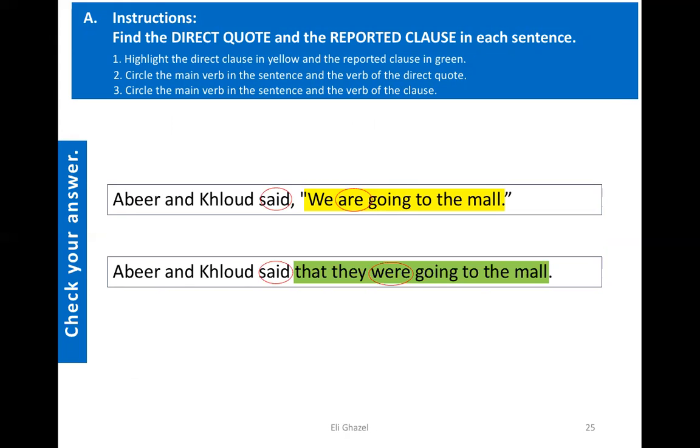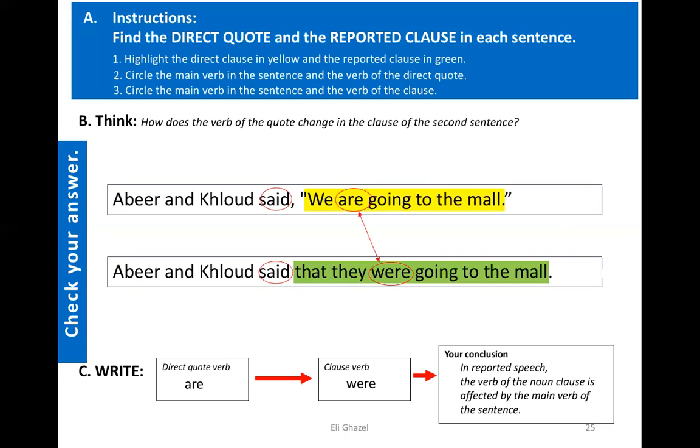Then let's circle the main verbs. Abir and Khulud said. Said is the main verb. Are and were are the verbs inside the exact words and the noun clause. Then they need to think. How does the verb change from the exact words to the clause? And then they write, are changes to were. And this will help them, again, as I said, internalize the rules of the language.